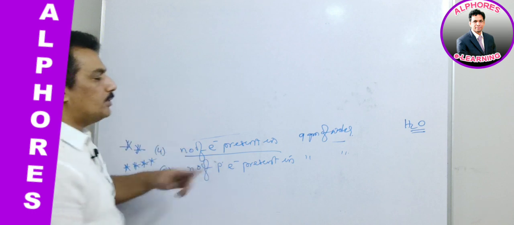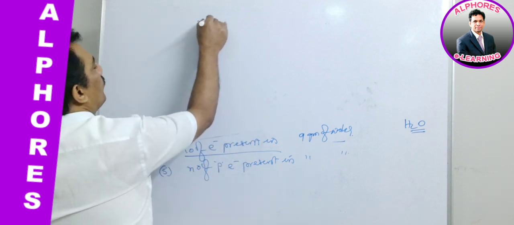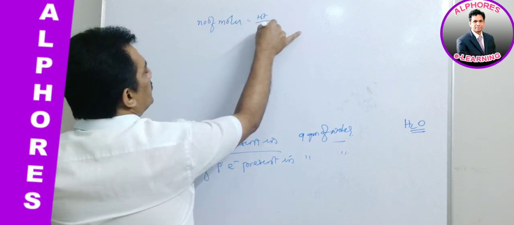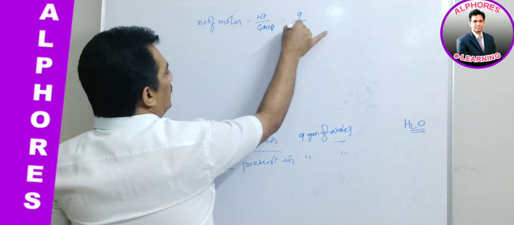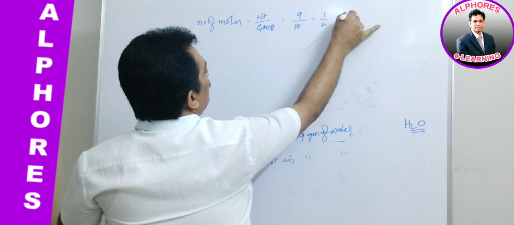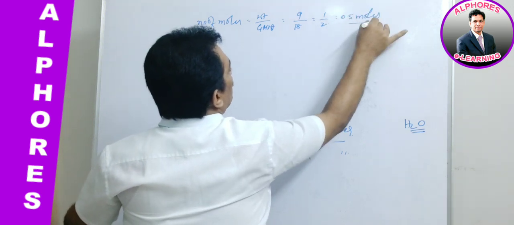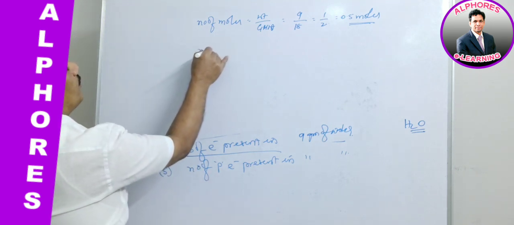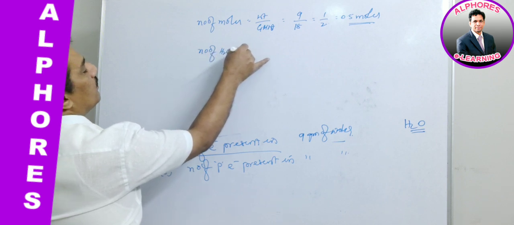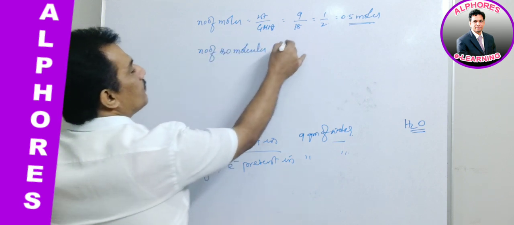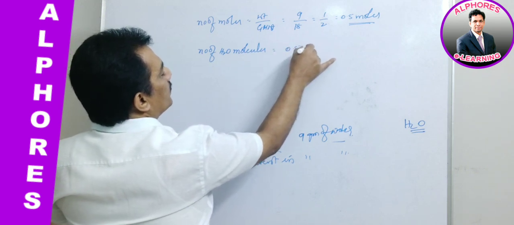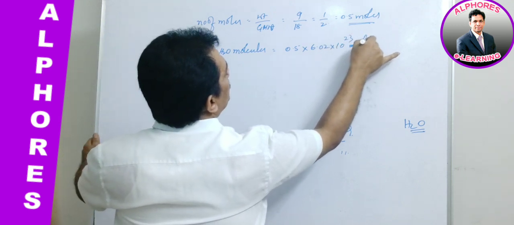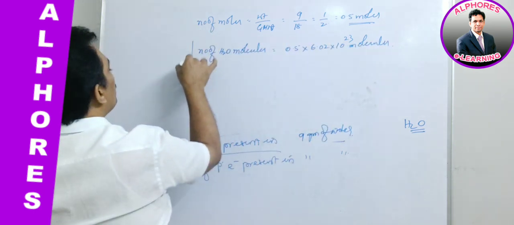Clear? Now for that purpose, first let us go for the number of moles. Again, number of moles is weight by gram molecular weight. That is 9 by 18, nothing but 1 by 2, 0.5 moles. And once we know the moles, we can get the molecules. Now let us go for that. Number of H2O molecules is equal to number of moles, 0.5, into 6.02 into 10 to the power of 23 molecules. Up to this we have to compute from the given data.